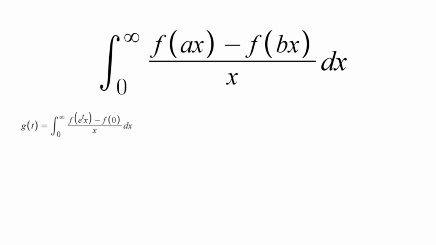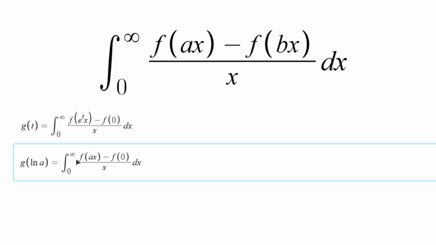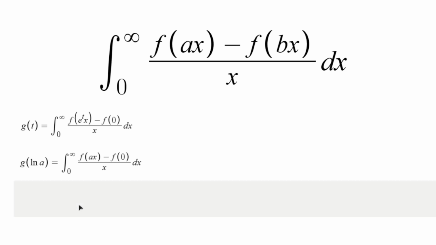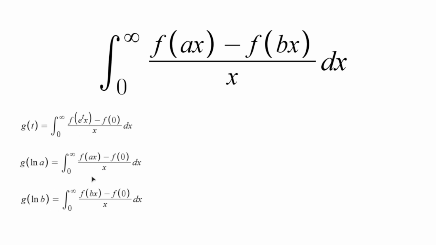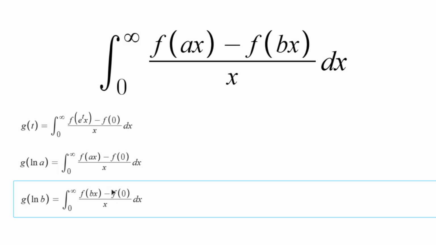All right, next step is let's consider this new function g evaluated at the point natural log a. So g of natural log a is going to be equal to this, because you'll notice we're just replacing our t with natural log a, and that's going to give us this f of ax minus f of 0 over x dx. And let's do the same with natural log b. If we plug in natural log b for our t, we just get f of bx minus f of 0.